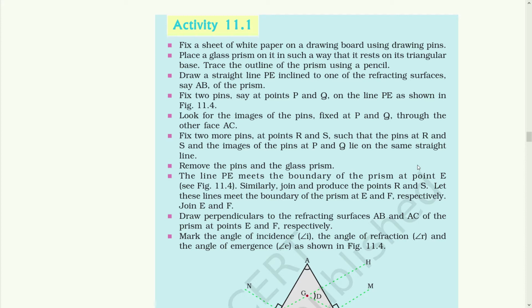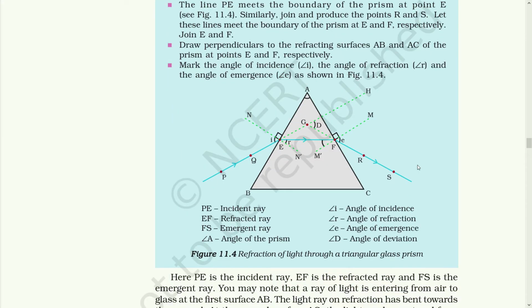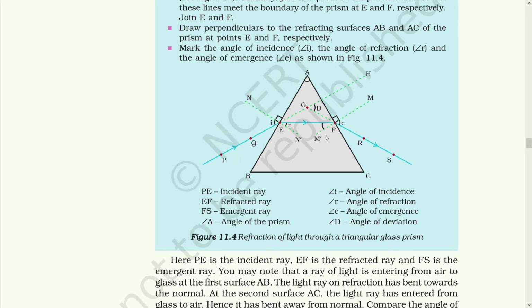Remove the pins and the glass prism. The line PE meets the boundary of the prism at point E. Similarly, join and produce the points R and S. Let these lines meet the boundary of the prism at E and F respectively. Join E and F. Draw perpendiculars to the refracting surfaces AB and AC of the prism at points E and F respectively. Mark the angle of incidence, the angle of refraction, and the angle of emergence as shown in figure 11.4. So here, students, as you can see on your screen, you have to construct a diagram something like this.